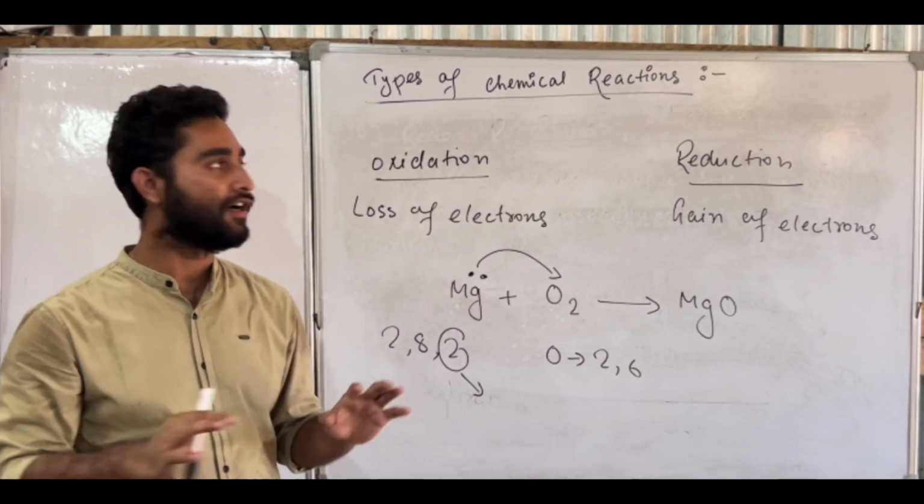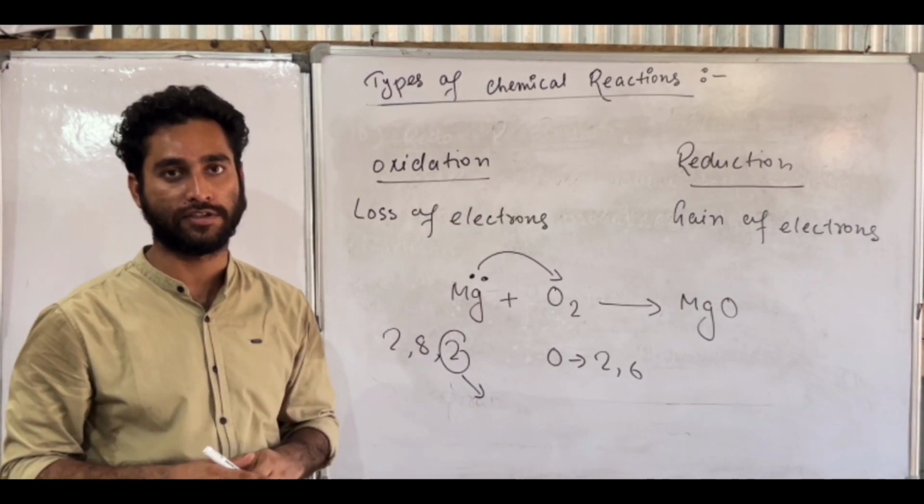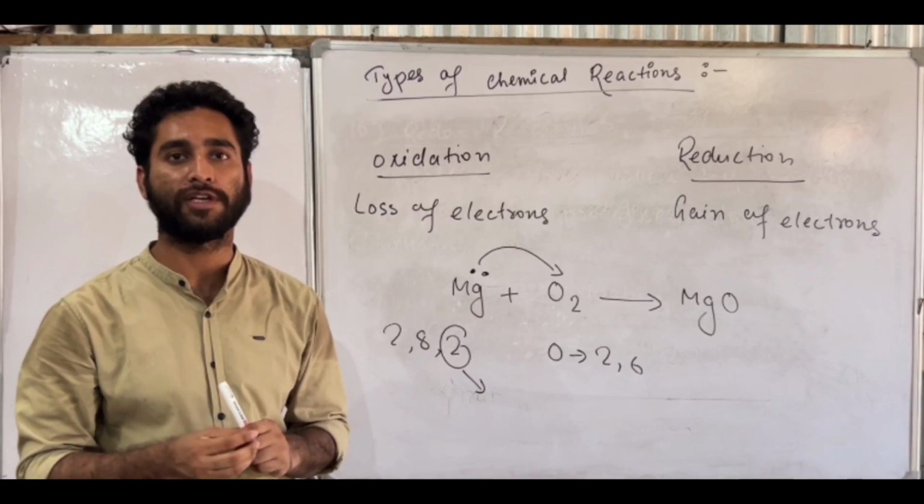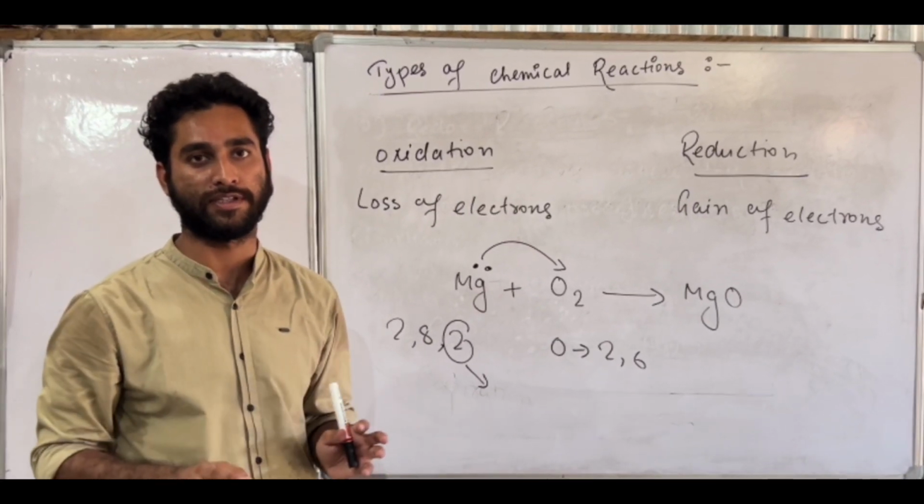So these are the 10 types of chemical reactions. So try to remember all the types of chemical reactions along with their examples. Thank you.